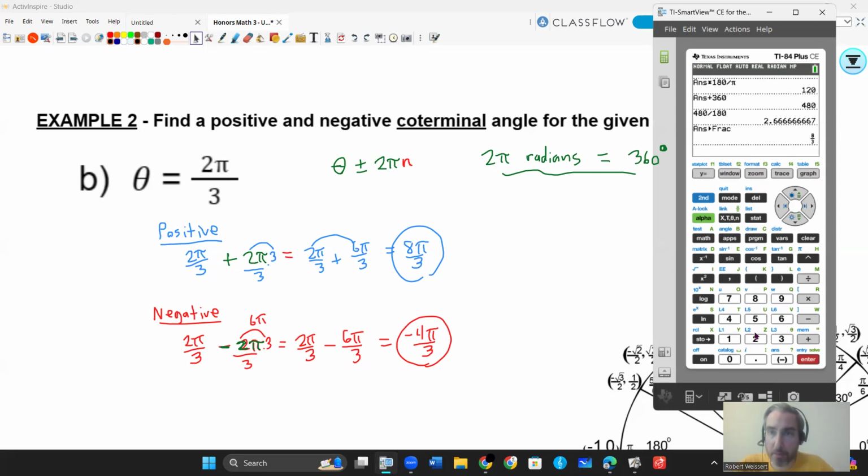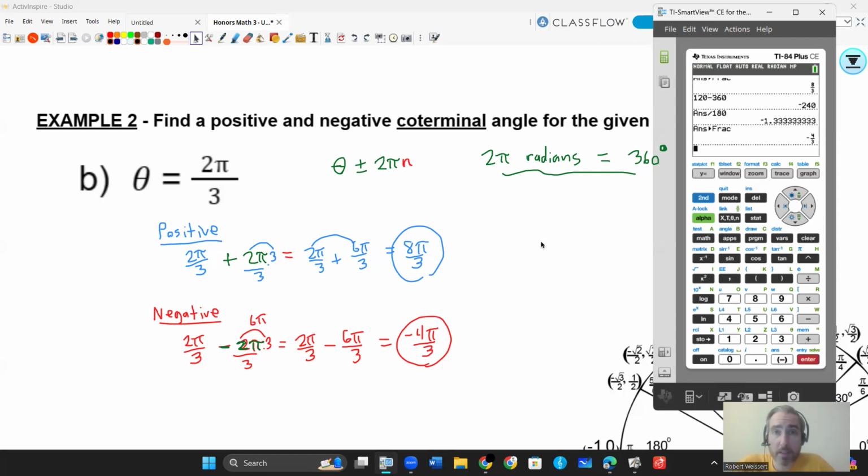Same thing with 2 pi over 3. 2 pi divided by 3. We already know that's going to be 120 degrees. We already calculated that. So I do 120 minus 360, and then divided by 180. And then let's reduce that. Math, enter, enter. And that's going to give you negative 4/3, negative 4 pi over 3.